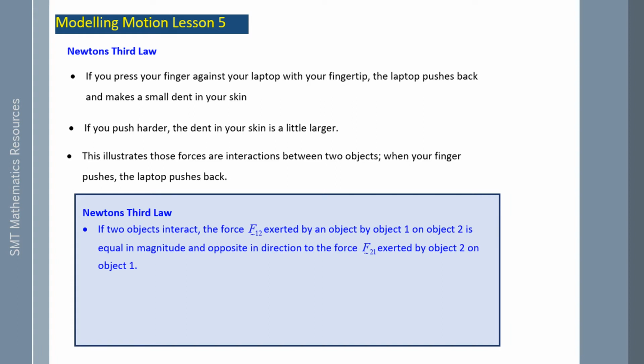Newton's third law. If two objects interact, the force F12 exerted by object 1 on object 2 is equal in magnitude and opposite in direction to the force F21, which is exerted by object 2 on object 1. That is, the force exerted by 1 on 2 is equal to negative the force of 2 on 1. Often the two forces are called action and reaction forces.